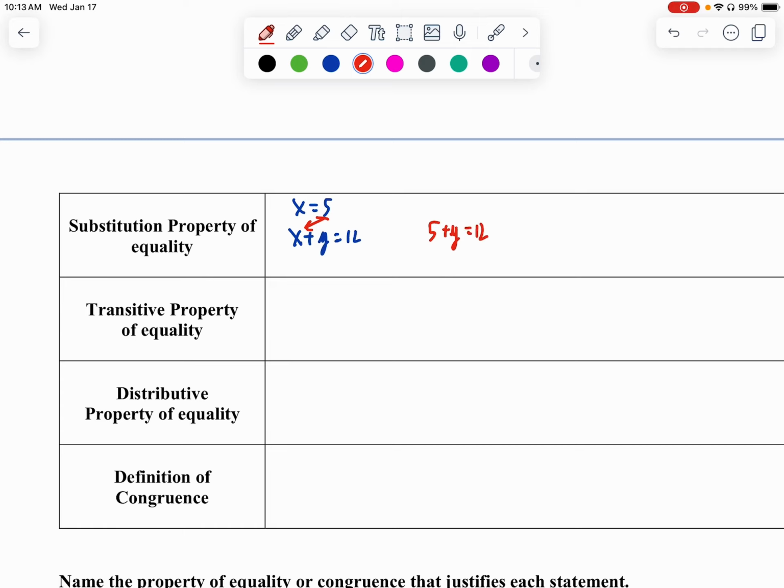Substitution is one of the most common. We see it all the time. So it's all just plugging in one variable that you know. We'll see a lot of examples of what that can look like.